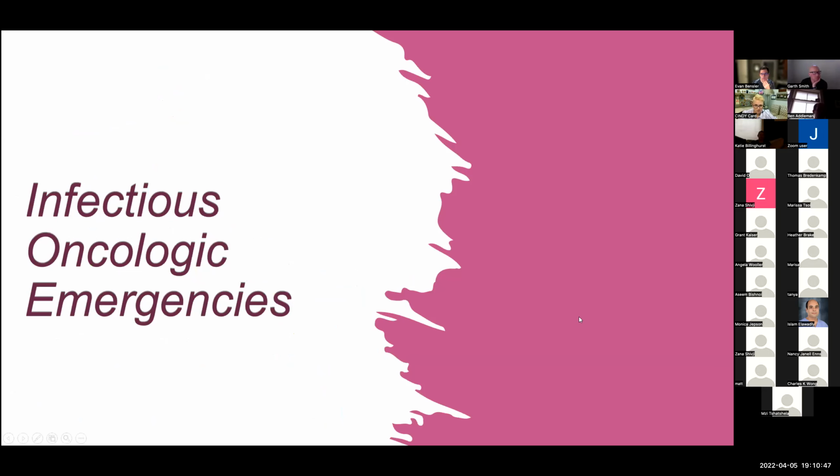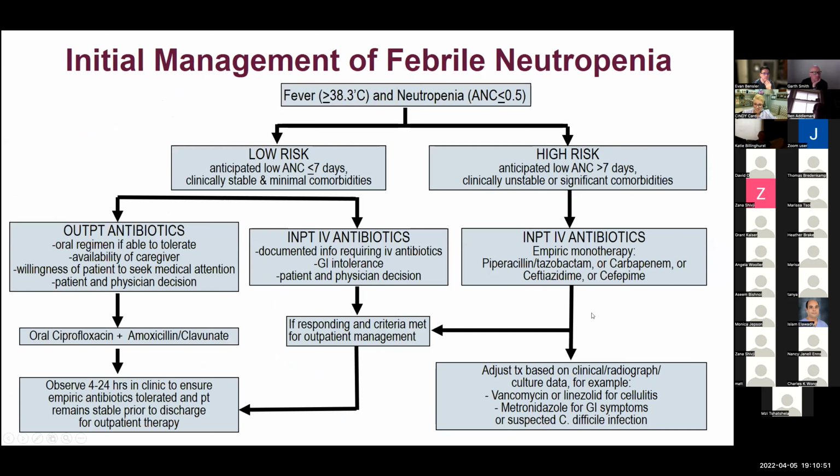Infectious oncologic emergencies. I'm just going to quickly go through this because I think most of you know about febrile neutropenia. So febrile neutropenia is basically defined as having a fever and being neutropenic. So if somebody comes in with a fever and they're not neutropenic, it's not febrile neutropenia. And if somebody is noted to be neutropenic but doesn't have a fever, that is not febrile neutropenia.